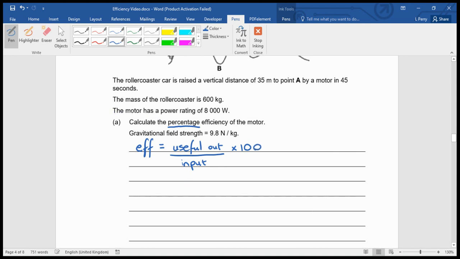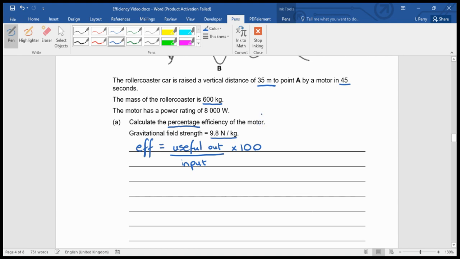Now, we're told the motor power rating is 8,000 watts. Its power rating is the energy that needs to go into it. So that is my input. So I've got my input of 8,000. But it does not tell me the useful power output. I'm going to have to work that out. Now it tells me it goes a vertical distance of 35 meters. It tells me its mass. It tells me gravity, and it tells me a time. So all of these things I think I'm going to have to use to find the useful power output.